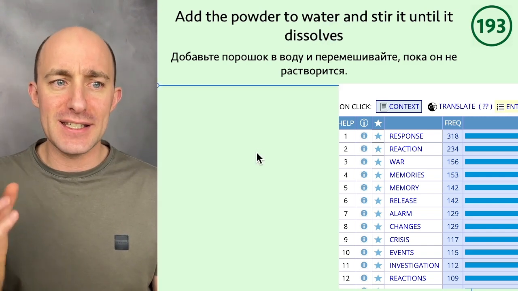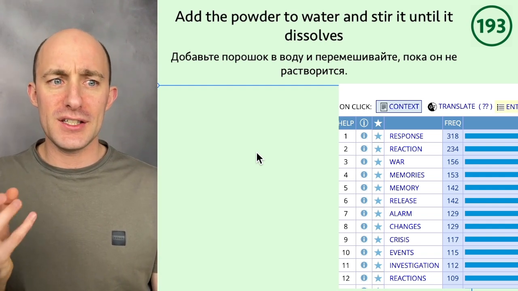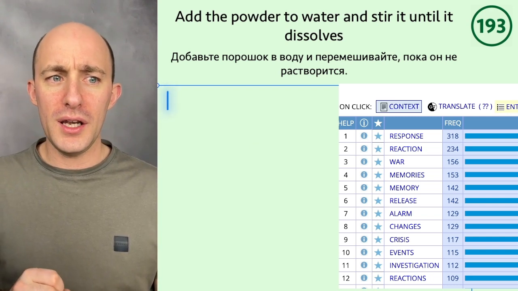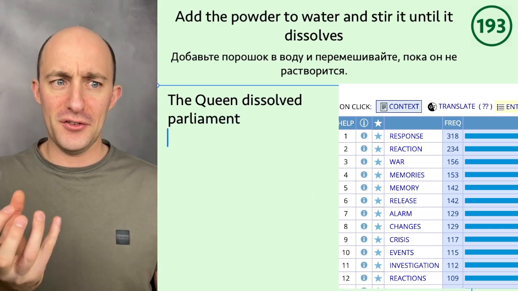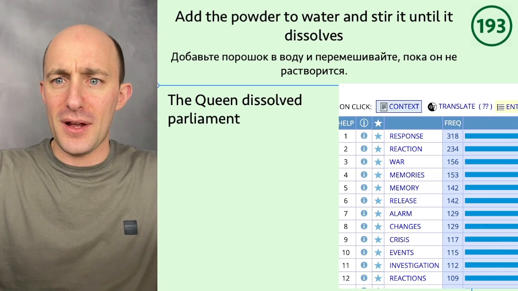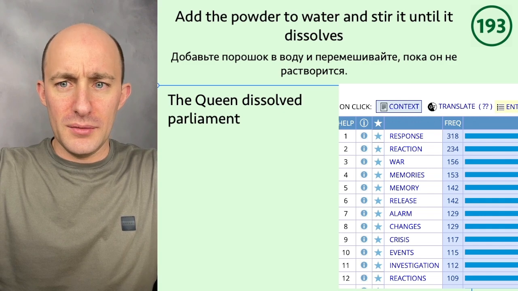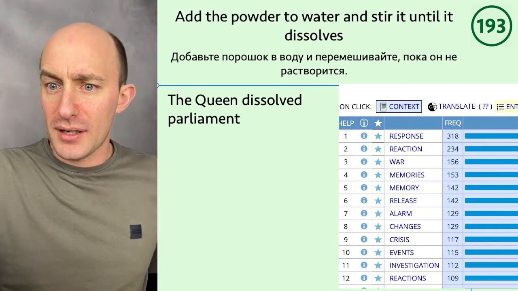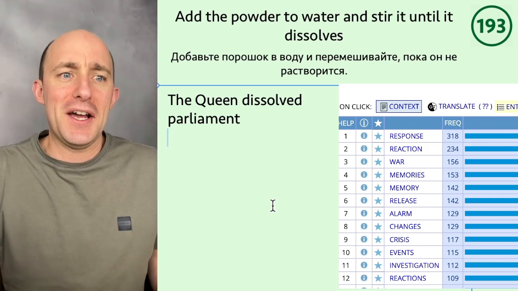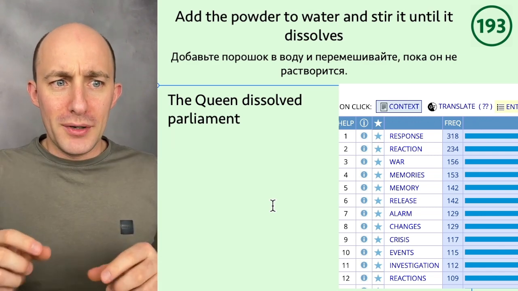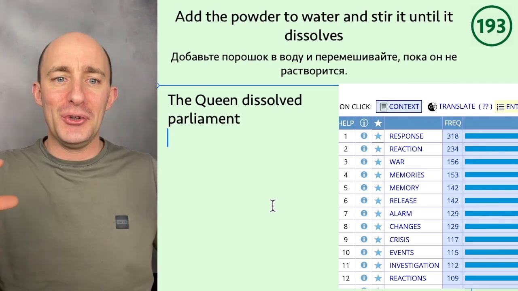So things dissolve in water. But you can also dissolve, for example, the Queen dissolved Parliament. And if you dissolve Parliament, then you send it away. Send everybody home. You send all the politicians home. Go home, everybody. Dissolve. I suppose it's kind of the same if you have a sugar cube in your tea and it dissolves, it disappears. So, to dissolve.